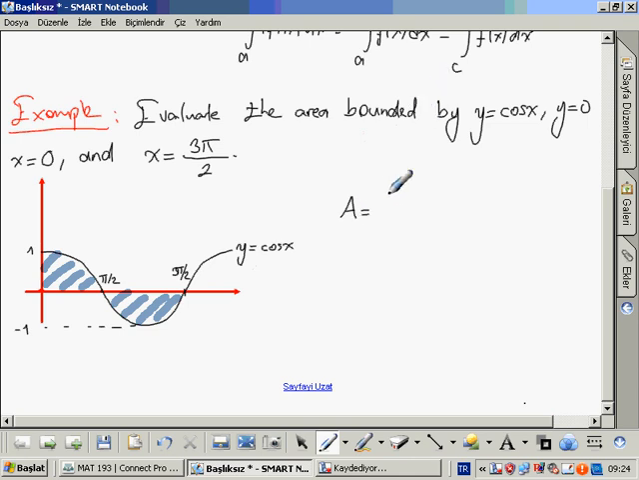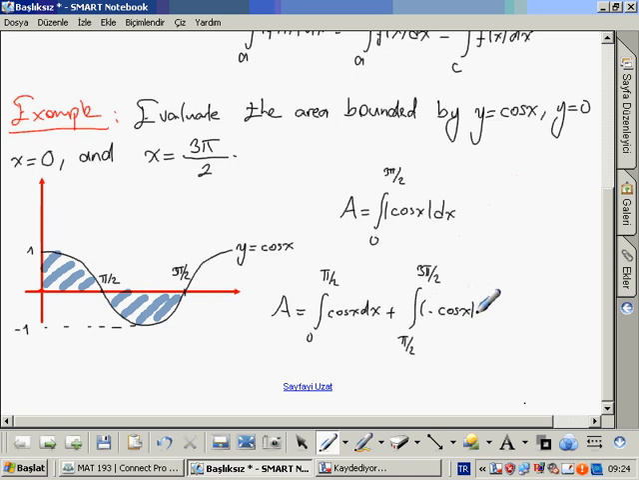That means A equals the integral from 0 to 3 pi over 2 of absolute cosine x dx. In other words, A equals the integral from 0 to pi over 2 of cosine x dx, because after pi over 2 our curve is negative, as you see it is under the x-axis, plus the integral from pi over 2 to 3 pi over 2 of minus cosine x dx.